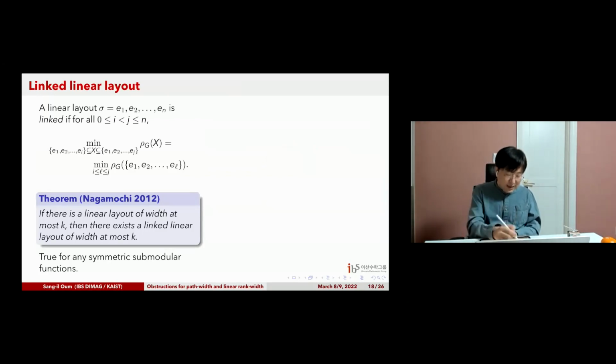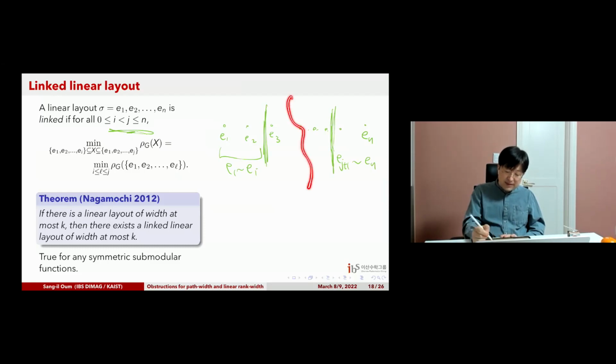So given a linear layout E1 up to En, we say this is linked if, whenever I choose i and j, here's E1 up to Ei, and here's Ej+1 up to En, so I choose these two cuts, this just says that the order of the minimum separation, separating this set from the right-hand side, is realized by one of these cuts in the decomposition. So this is what's called linked.